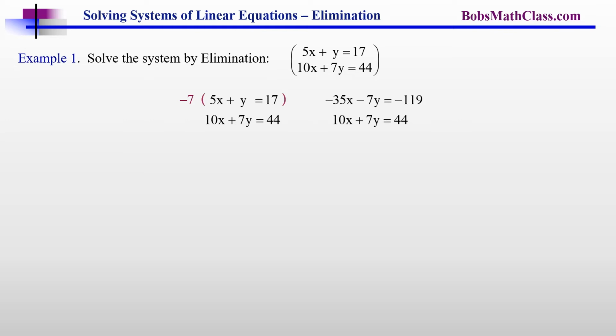Okay, now we're going to add the 2 rows. So put a line on the bottom. The y's will cancel. So let's add the x's. A -35x and a +10x would be -25x. And -119 minus 44 is -75. Keep the sign of the larger. Okay, get x by itself, so divide by negative 25 on both sides. And you get x equals 3.